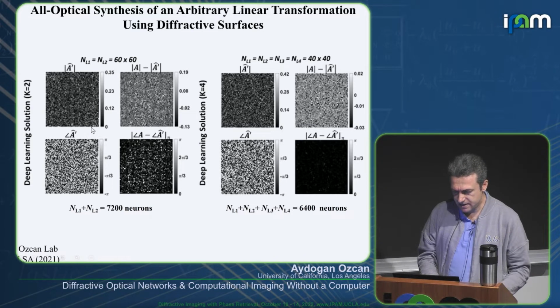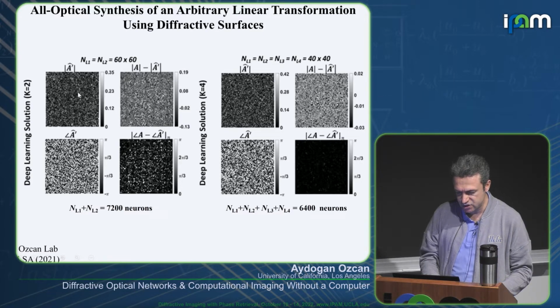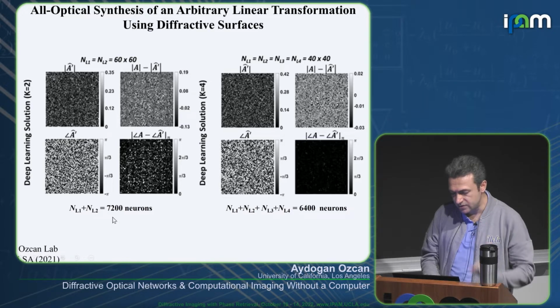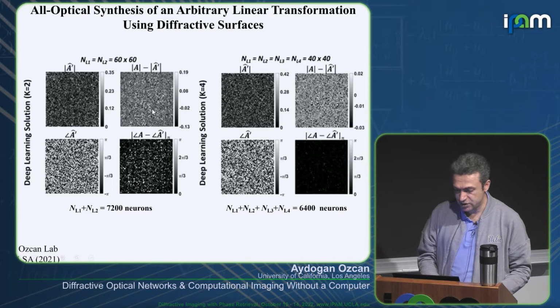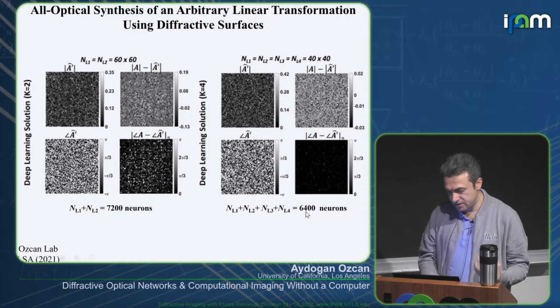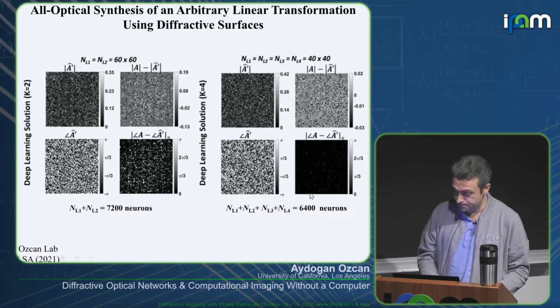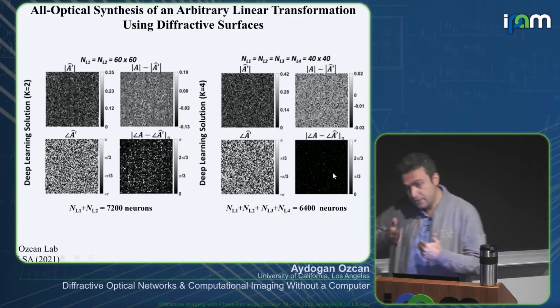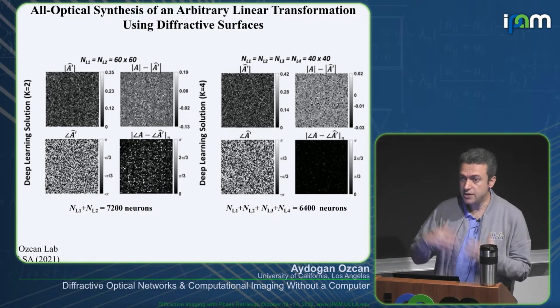We're trying to approximate a certain linear transformation matrix randomly selected with a certain amplitude and phase profile as shown here. If you give me only 7.2 thousand diffractive features at lambda over 2 scale to optimize, these are the errors that I make. All-optical transformation error in the amplitude and phase. Not good, but not terrible. If in fact you steal more diffractive features, degrees of freedom from the system, and give me only 6.4 thousand diffractive features, and put them across 4 layers instead of 2, you actually approximate better.